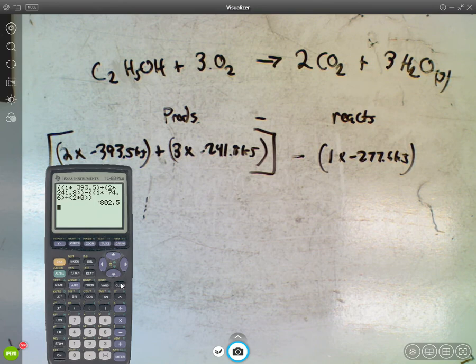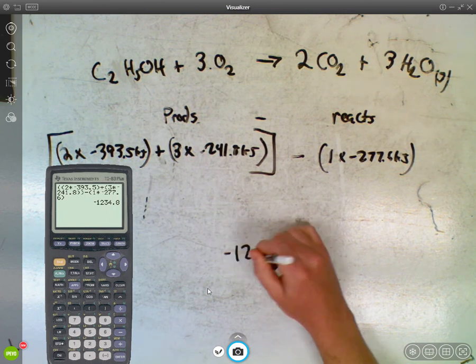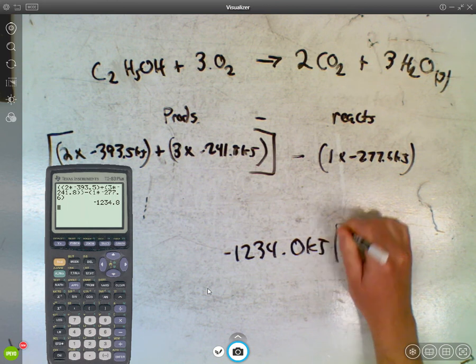So I'm going to plug this into my calculator. So double bracket to start. 2 times negative 393.5. Close my bracket. I'm going to add on 3 times negative 241.8, double bracket at the end, and then I'm going to subtract 1 times negative 277.6, close my bracket. I only need one bracket around these ones because there's not two things in there. So I get the answer of negative 1234.0 kilojoules.